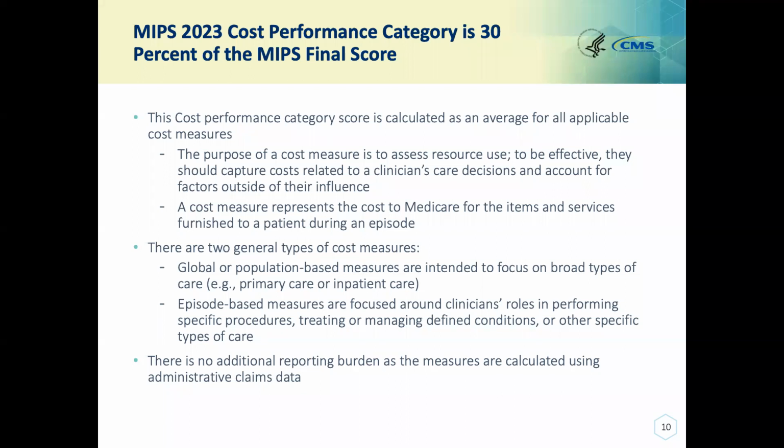Cost measures represent the cost to Medicare for the items and services furnished to a patient during an episode. Currently, there are 2 general types of measures in the cost category. The first are global, or population-based measures, which focus on broad types of care. Specifically, these usually focus on clinicians who provide primary care services or who provide care in an inpatient hospital setting. And the second type of cost measures are episode-based cost measures, which focus on clinicians who perform specific procedures and provide care to treat or manage particular conditions or other defined types of care.